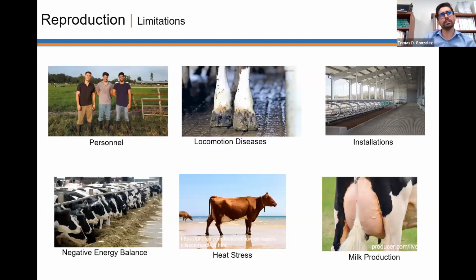Now, in the reproduction aspects, you have different limitations. You have personnel limitations: how you train the personnel and how often they can go to the place. Lameness: an animal with a painful area is not going to express heat and is not going to mount another cow. The installations: in the last years, animals on this type of floor find it more slippery, which can affect the expression of estrous behavior. The management of the cows, heat stress, which is really important, and as well the milk production.